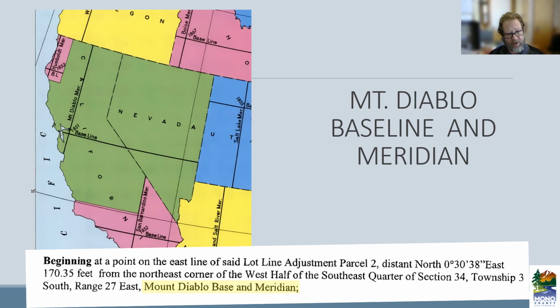So when you look at the legal description and you see where it says Mount Diablo base and meridian, they're telling you that this legal description applies to that baseline and meridian there. And that's important because, if you're surveying on an international basis, you need to know which baseline and meridian your legal description applies to.